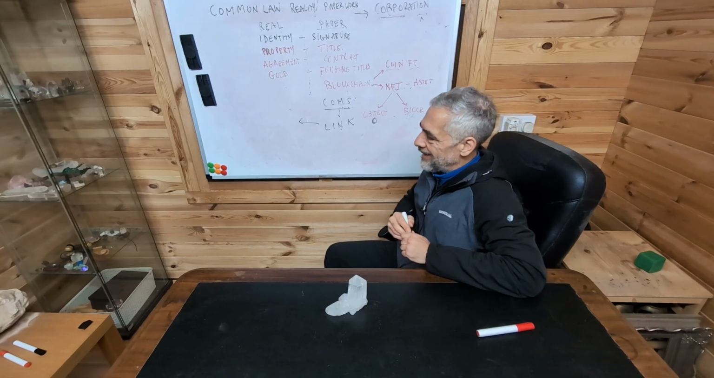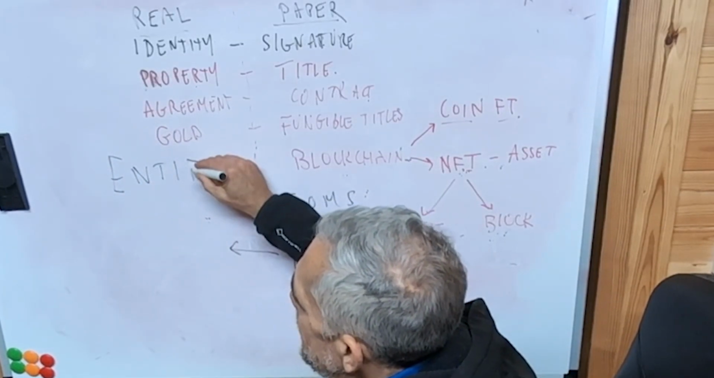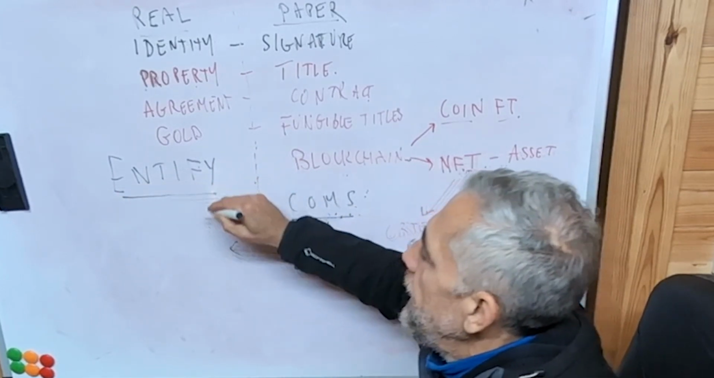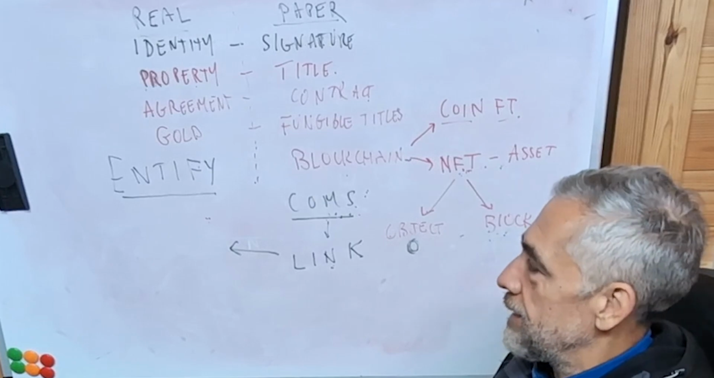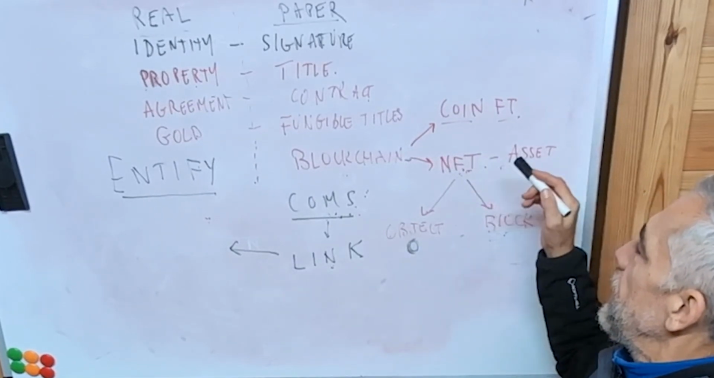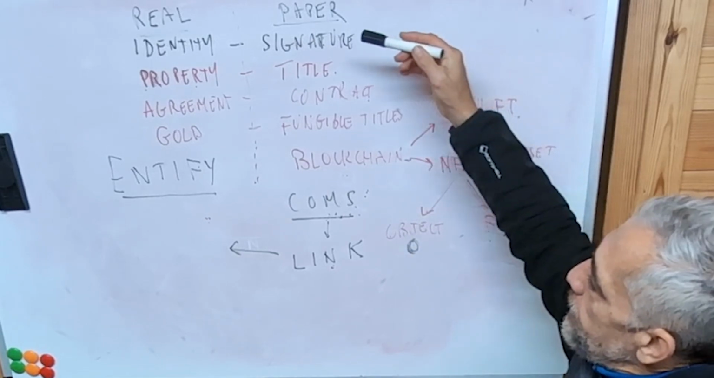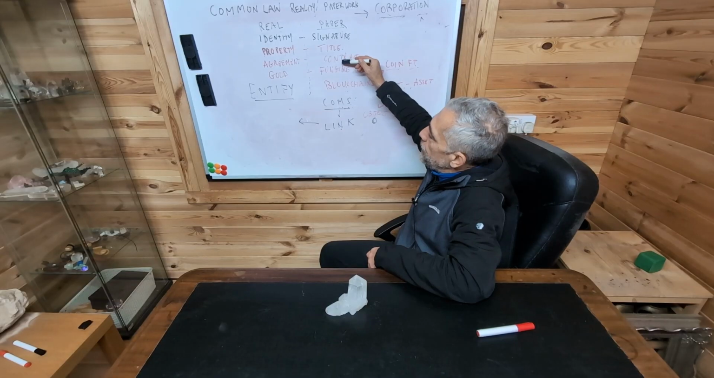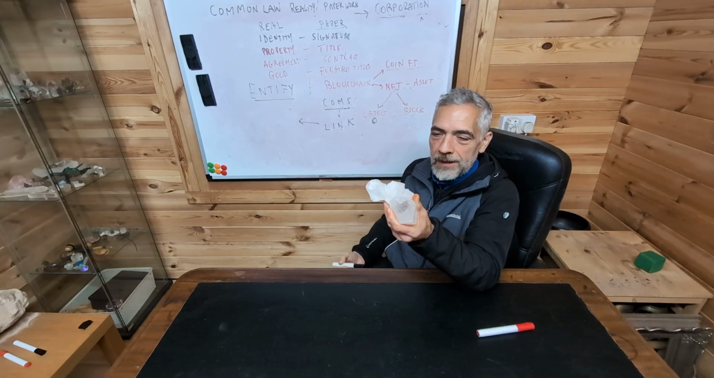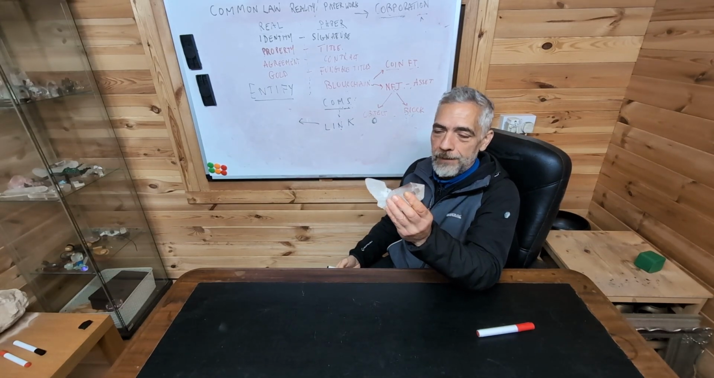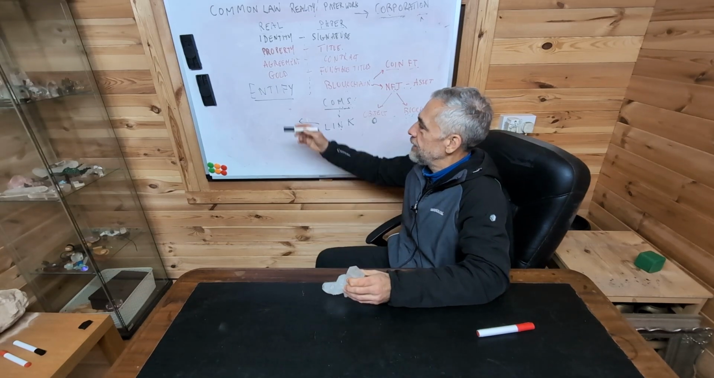Now, I've called this project Entify. This whole project I've called Entify because Entify is a real word. It means to give objective existence to something, create an entity. Because that's what we're doing. We're giving objective existence to blockchain. We're bringing this paperwork world, this abstract computer world into existence. This physical object now has become an NFT. I have brought an NFT into this physical object, Entify.